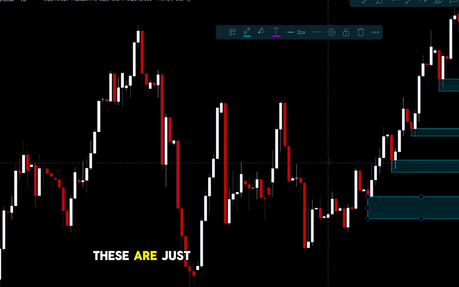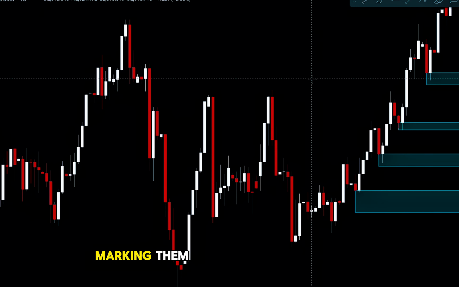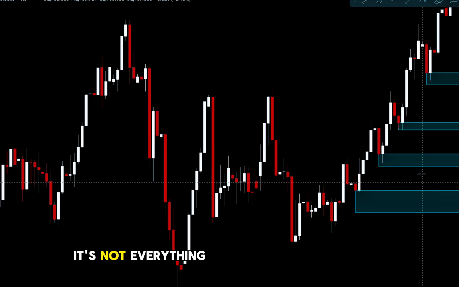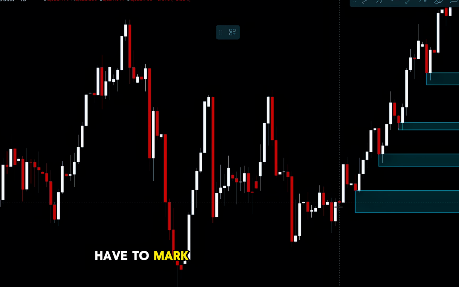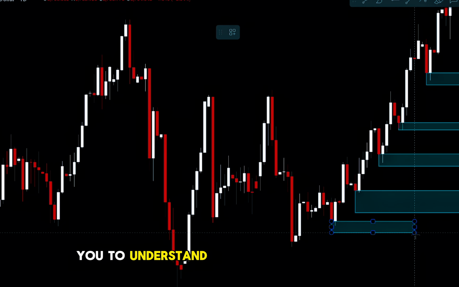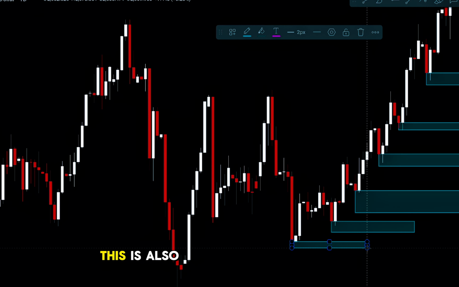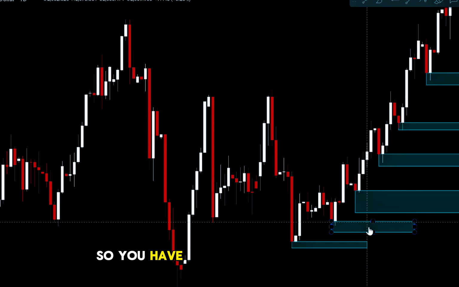And mind you, these are just a way of marking them. We are not using them. It's not everything that you always have to mark. It's just for you to understand the topic I'm trying to say. This is also a classic level. This is also a classic level. So you have to always mark them with the wicks, just like I'm doing.